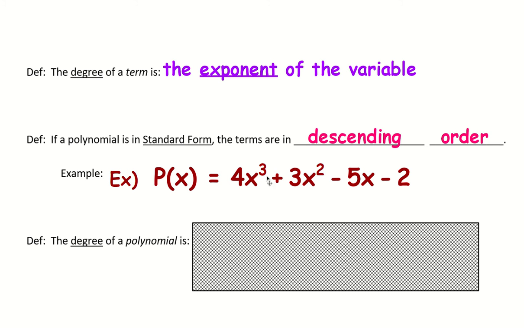The degree of this term is 3. The degree of this term is 2. What's the degree of this term? What's the exponent of the variable? Well, wouldn't it be 1? Well, okay, if you thought that was easy, what about the degree of this term? What is the exponent? What's the power of the variable here?